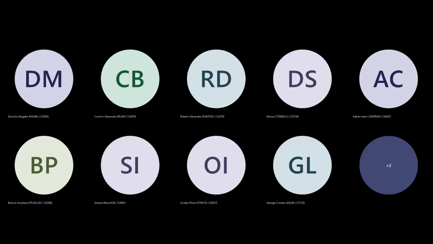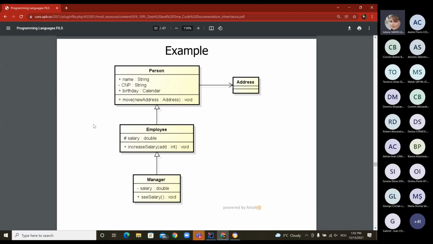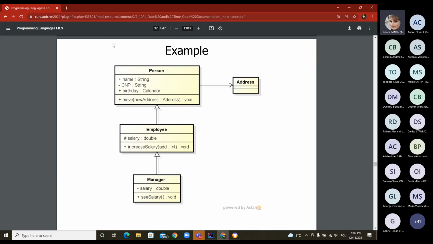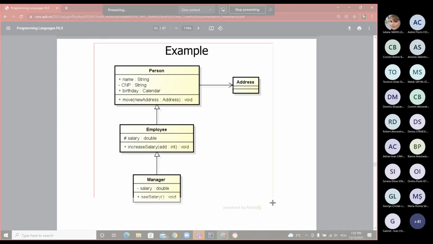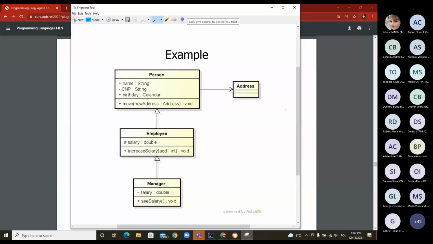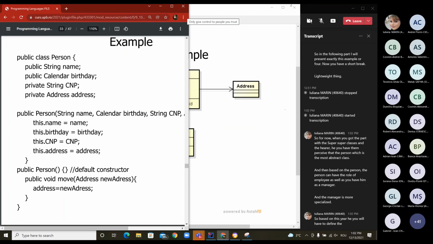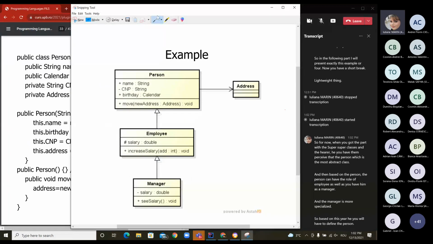So for now, when you've got the part with the super classes and the hierarchy, first you've got the person, which is the most abstract class. And then based on the person, you can have the role of employee as well as the manager. And the manager is more specialized. So based on this hierarchy, you will have to define the person. Let's have them in this way.